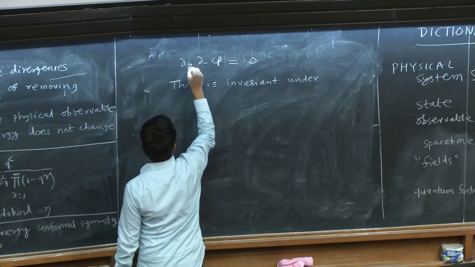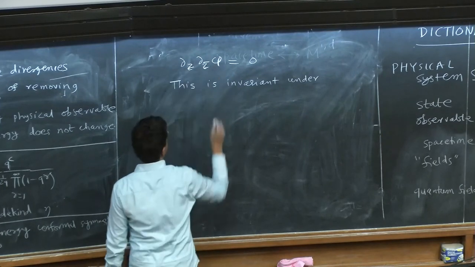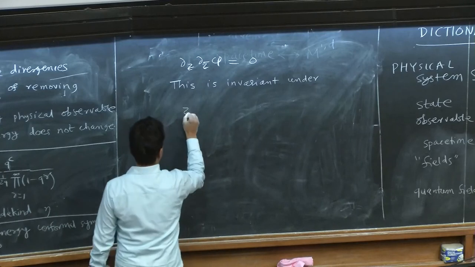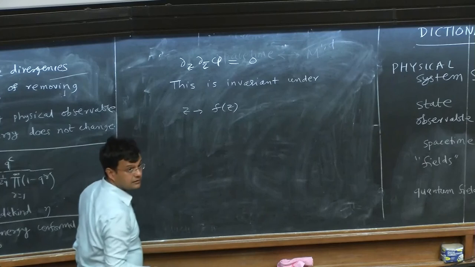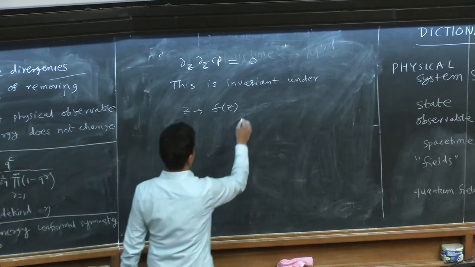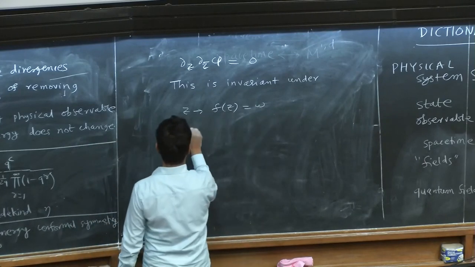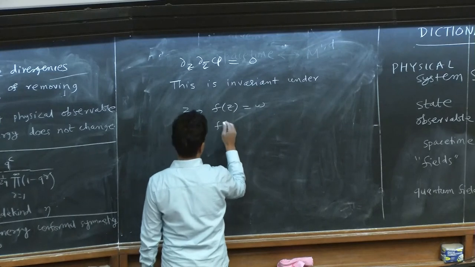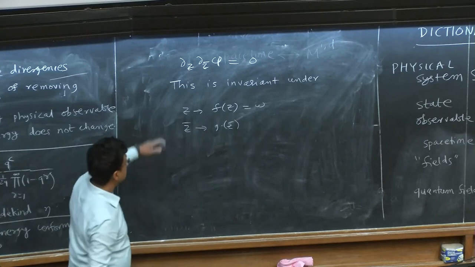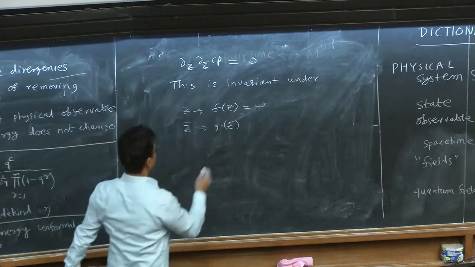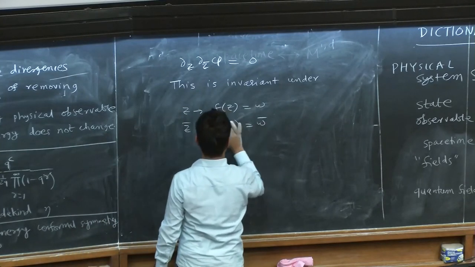Let's consider the real equation, in the Euclidean space, del del z bar. If I take z going to f of z, and z bar going to an arbitrary function g of z bar, then this equation remains invariant. Let me call this omega, and this is equal to omega bar.